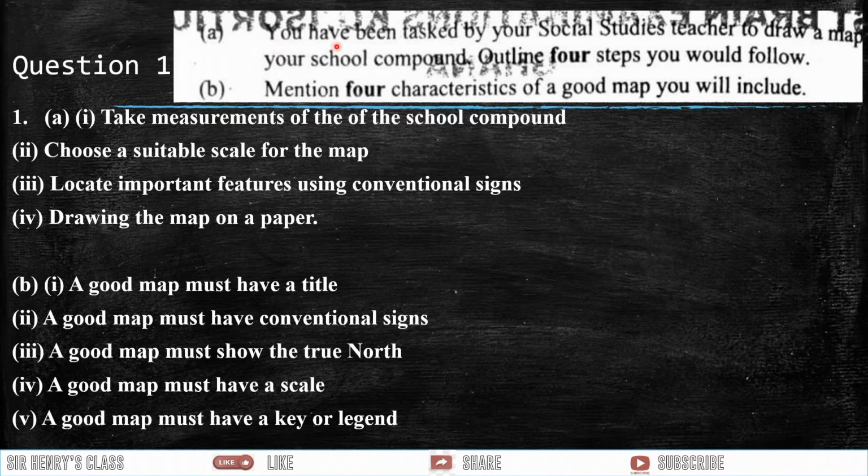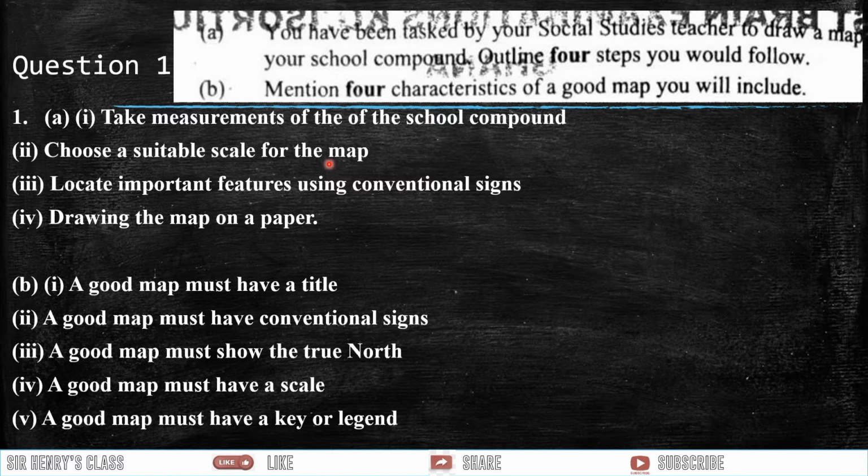So number 1A reads, you have been tasked by your school social studies teacher to draw a map of your school compound. Outline 4 steps you would follow. So 1, you would have to take measurements of the school compound. 2, you choose a suitable scale for the map.